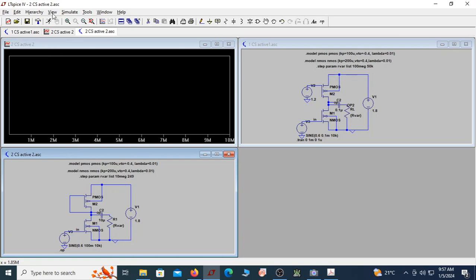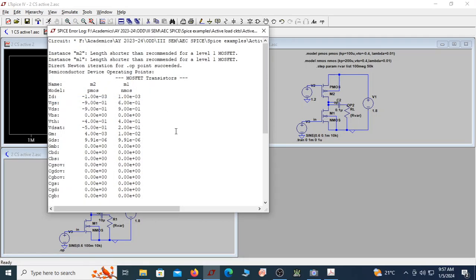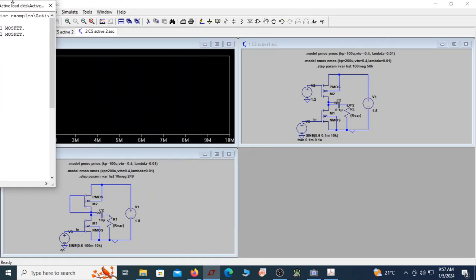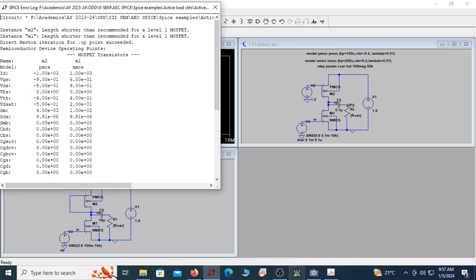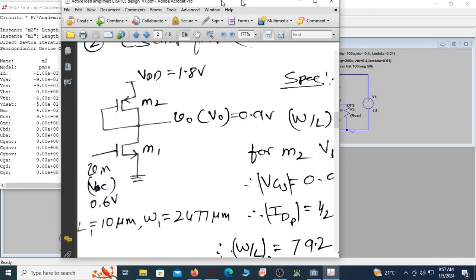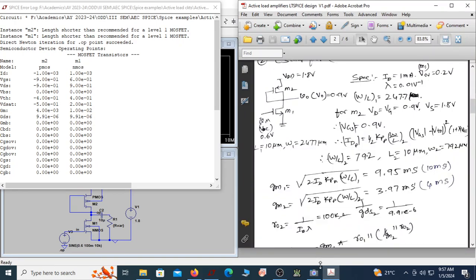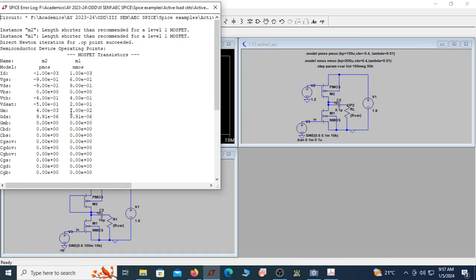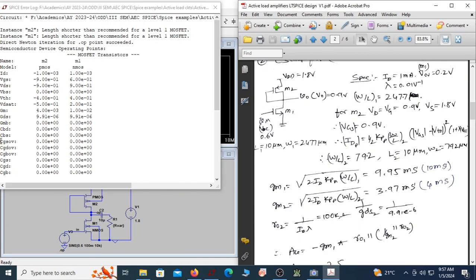If you want to verify the parameters like R, GDS, GM, all those, you can see here. Let me verify the theoretical and the practical values here. You can see 9.95 is GM1 of the NMOS, which is almost 10 millisiemens. Then this is 4 millisiemens. Can you see this is almost 4 millisiemens here? Yes, this is 4 milli.